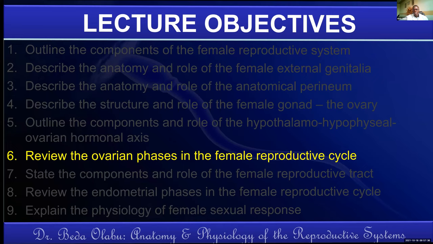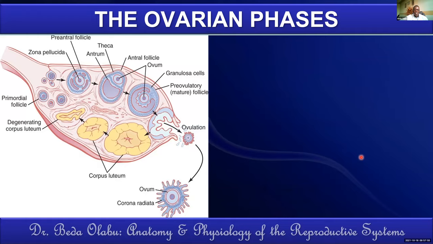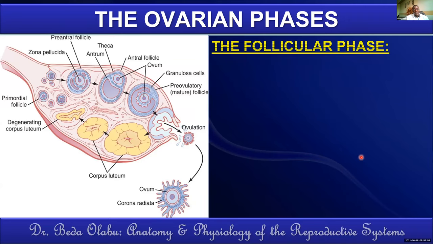So therefore, because we've just talked about the hormonal axis of the ovary, hormonal axis of female, sorry, let's now talk about the changes that take place in the ovary during a particular physiological month. We'll want to look at the ovarian phases. So there are three ovarian phases we are going to describe. The first phase is the follicular phase.